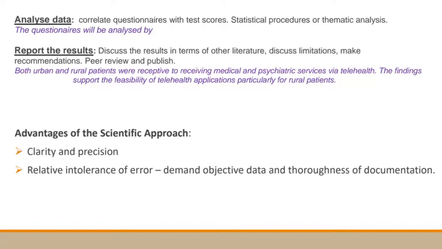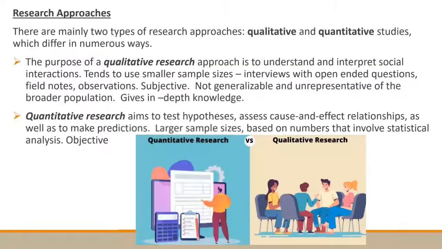So do you understand the steps in the scientific process? And just understanding how you go from the big picture right the way down to collecting your data, analyzing your data, and reporting on your results. So therefore, you can see that in a scientific approach, there's clarity and precision, and very little tolerance for error. So it's very much objective data and very thorough in terms of its documentation. So all of those theorists that we learn about over time, and everything we read, really comes back to the scientific process of producing results and data.